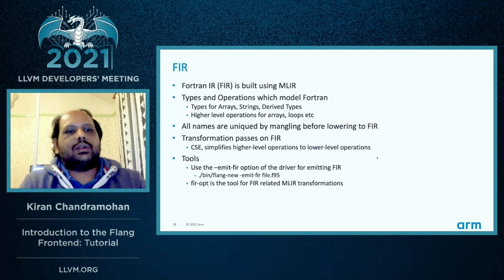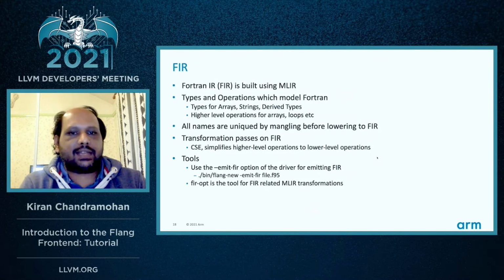As I mentioned before, FIR, or the Fortran IR, is built using the MLIR framework, which is part of the LLVM project. It contains types and operations which model the various Fortran constructs and entities. There are types for arrays, strings, structure-like derived types. There are also high-level operations for arrays, loops, select statements, and things like that. Before lowering to FIR, all names have to be unique, so that there are no clashes between the names that can appear in the IR.